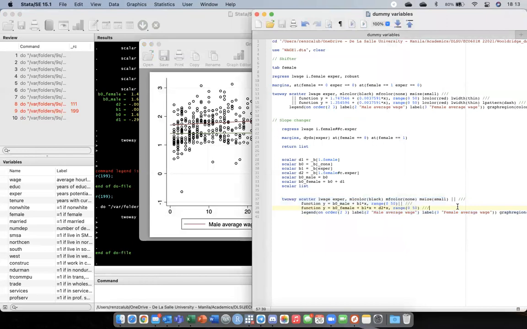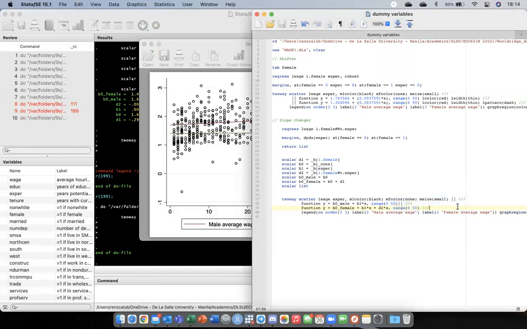Right? So as you can see, the execution is really simple. Including a dummy variable in your regression model is pretty simple. You can use it as a shifter, you can use it as a slope changer, you can use it to indicate that there is a difference in the slope across groups, and you can also use it to indicate that there's a difference between two groups in terms of their average.